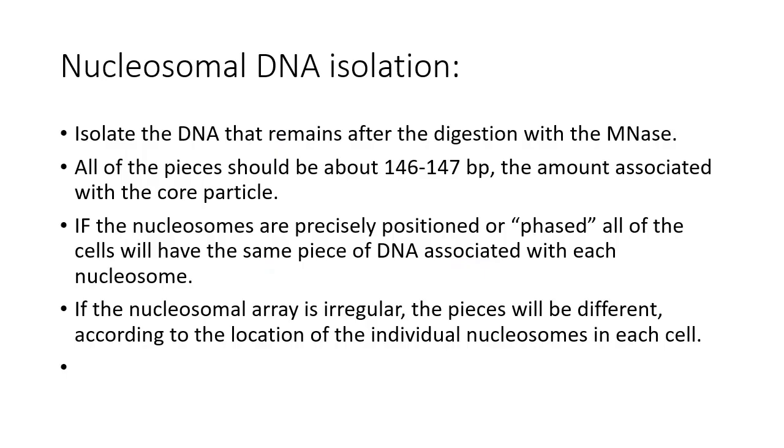Right, so we're going to isolate the DNA. All the pieces should be about the same size, 147 nucleotides. If the nucleosomes are precisely positioned, each piece of DNA will be associated with a nucleosome in a certain way. But if it's irregular, the pieces are going to be different according to the individual nucleosomes that were there.